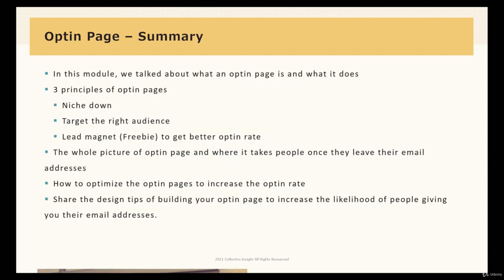Okay, let's summarize. We talked about what an opt-in page is and what it does, and I showed you some principles of an opt-in page. You have to niche down, so make sure it's very specific to one audience, and you don't want to offer something too broad. And include a lead magnet or something for free to get a better opt-in rate. You have also seen the whole picture of the profit cycle, where people start from the opt-in page, go to your autoresponder software, then to a thank you page to download the freebie, and then to the sales page.